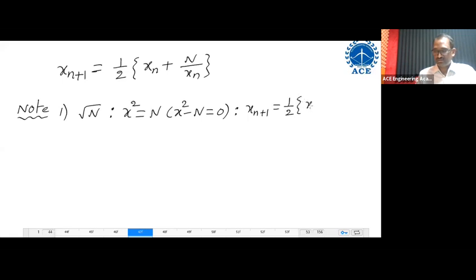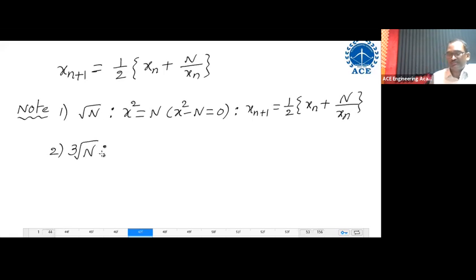One by 2 into xn plus capital N by xn. Similarly, you can guess what is the iteration formula for cube root of a number? Square root of a number is x square is equal to n. Cube root of a number is x cube is equal to n. Corresponding polynomial is x cube minus n is equal to 0.